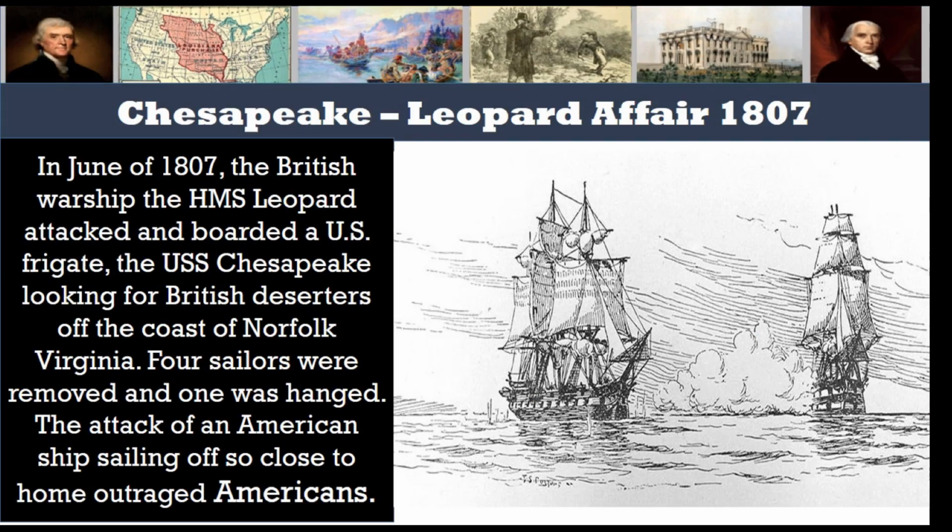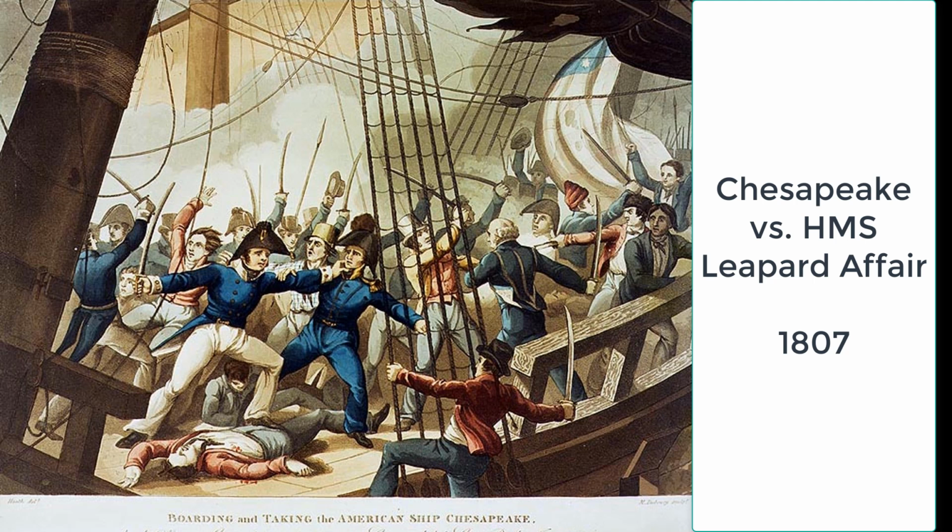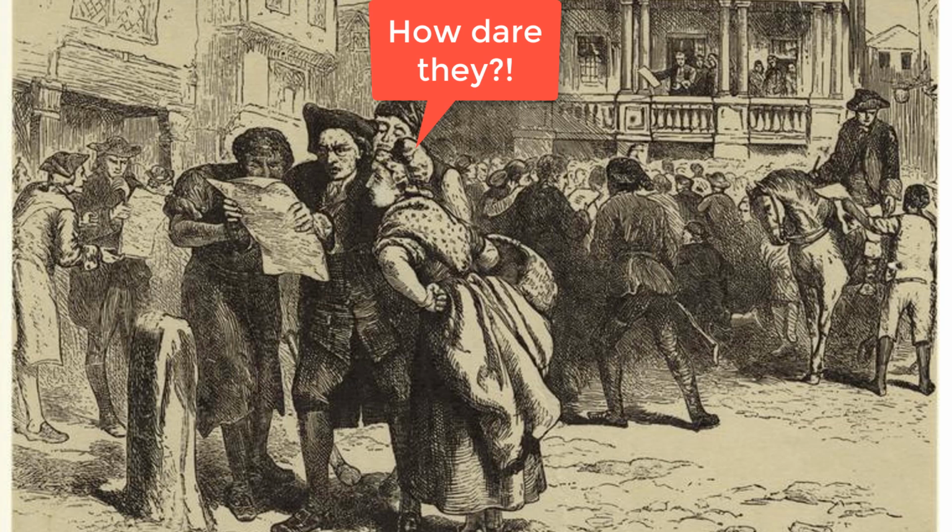In June of 1807, the British warship, the HMS Leopard, attacked and boarded a U.S. frigate, the USS Chesapeake, looking for British deserters off the coast of Norfolk, Virginia. 4 sailors were removed, and 1 was hanged. The attack and firing on an American ship sailing just off of American soil outraged many in the country.